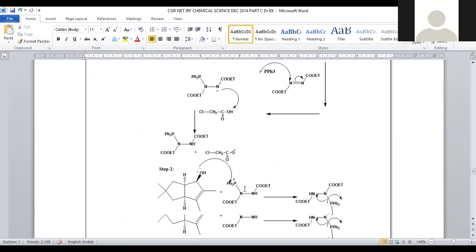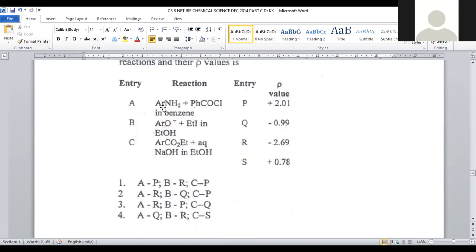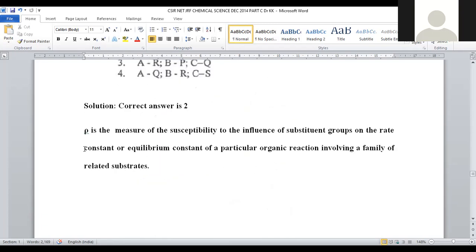Let us move on to question number 112. Here, the correct combination of the reactants and their rho values are. So here, the characteristic parameter rho value for the given organic reactions we have to correlate. For that purpose, we are taking aniline treated with benzoyl chloride, dissolved in the solvent benzene. Then what is its rho value? Then let us see what will be the significance of rho value.